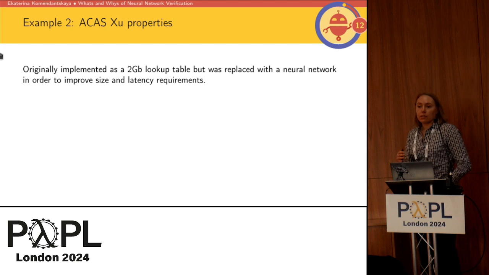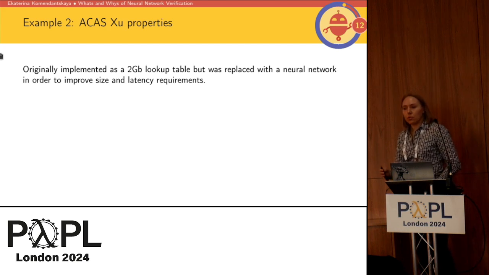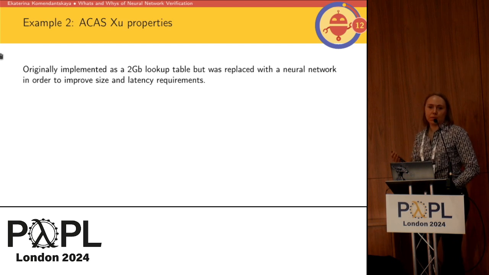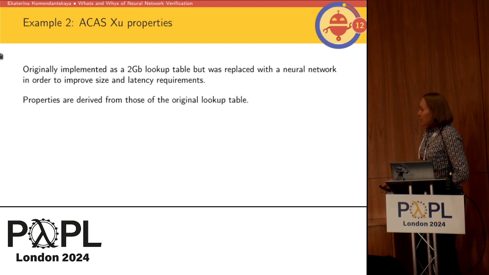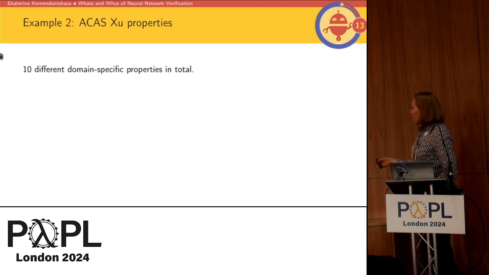And then if you want to implement this on a drone and a small aircraft, you say, well, I don't want to have 2 GB given to this, so why don't we train a neural network to essentially compress this 2 GB table into a small network. And so you can derive properties of the neural network that you get this way from the original lookup table.